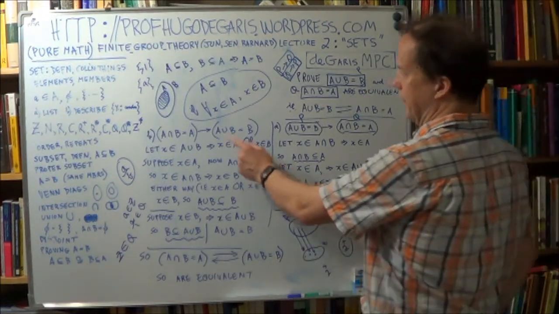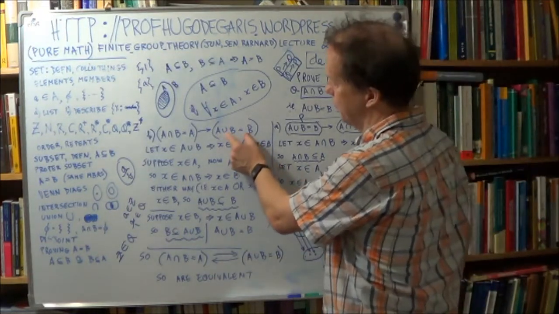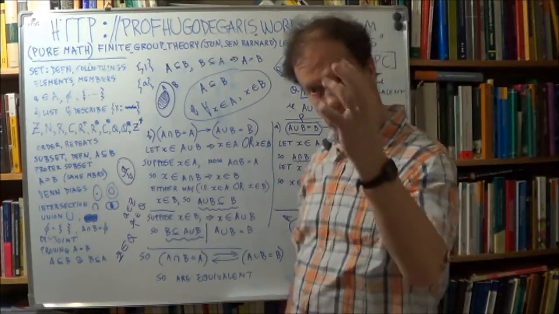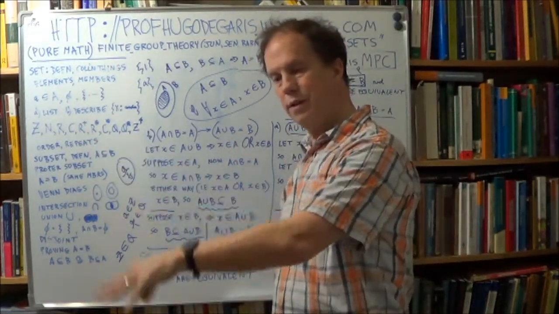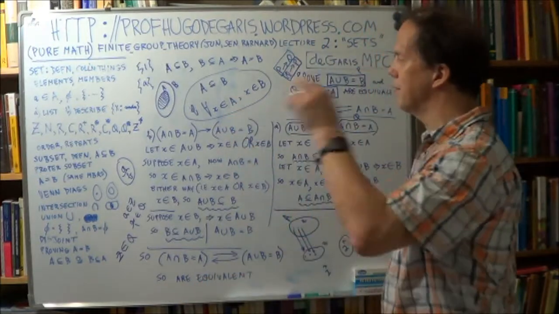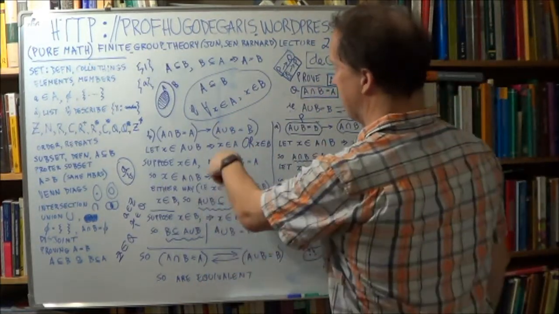And again, how to prove two sets are equal? By showing that the one is a subset of the other, and the other is a subset of the one. So again, the same two parts.